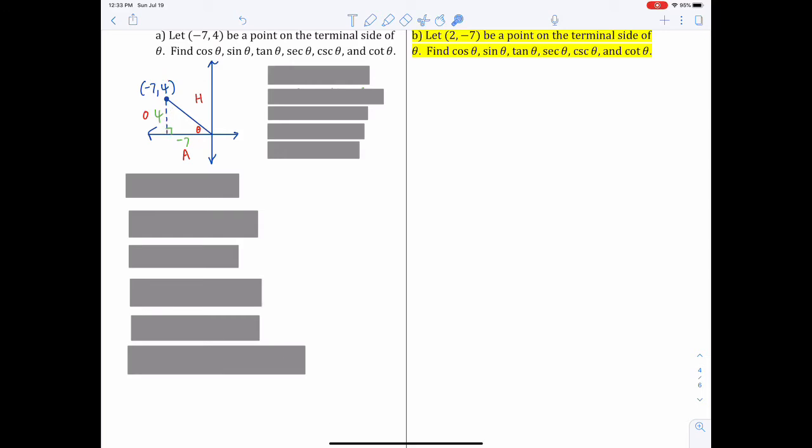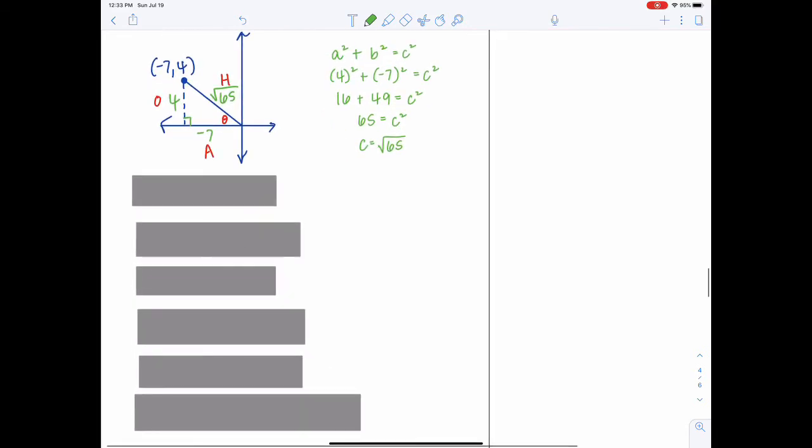So again, we have to find our missing side length, which is going to be our hypotenuse first. And we use the Pythagorean theorem for that. So that's a squared plus b squared is equal to c squared. Plugging in our a and b, we have 4 squared plus -7 squared is equal to c squared. Simplifying down, we have 16 plus 49 is equal to c squared. 65 is equal to c squared. Therefore, c is equal to the square root of 65. So I'm going to write that into my diagram here. So I know my hypotenuse is the square root of 65. Okay, that's a little better.